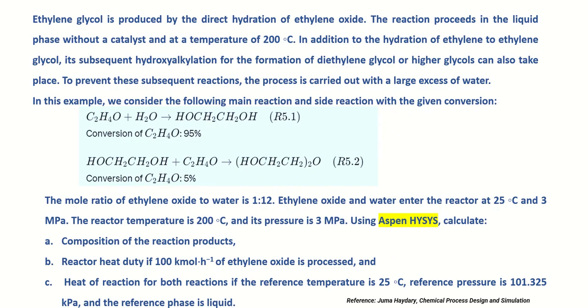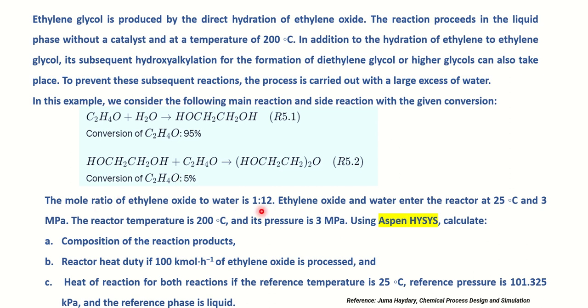Hello everyone, in this video tutorial we are going to simulate a conversion reactor using Aspen HYSYS. So this is the problem statement. Ethylene glycol is produced by the direct hydration of ethylene oxide. So this is ethylene oxide, it reacts with water to produce ethylene glycol. The conversion is 95% based on ethylene oxide. This ethylene glycol then reacts with ethylene oxide to produce diethylene glycol. This is actually a side reaction, and here the conversion of ethylene oxide is 5%.